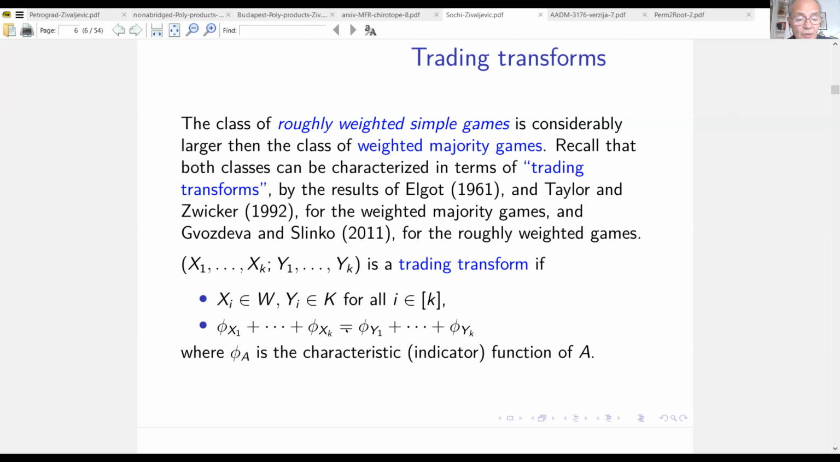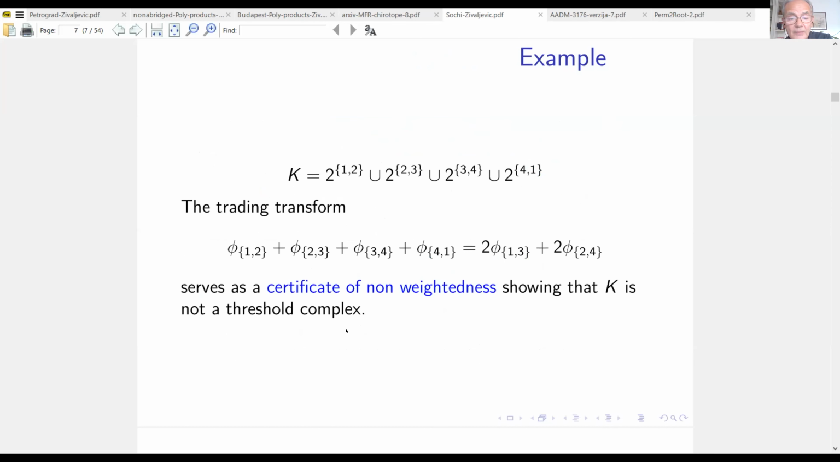Here chi of A is just the characteristic or indicator function of the given set A. And let me check my next slide. Okay. This is one example. If you have a simple game where the losing coalitions are essentially the sets {1,2}, {2,3}, {3,4}, and {4,1}, so they form a cycle in a 4-element ground set.